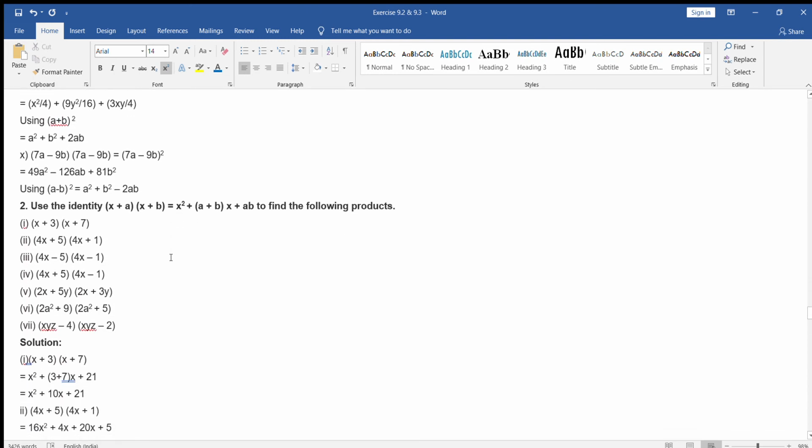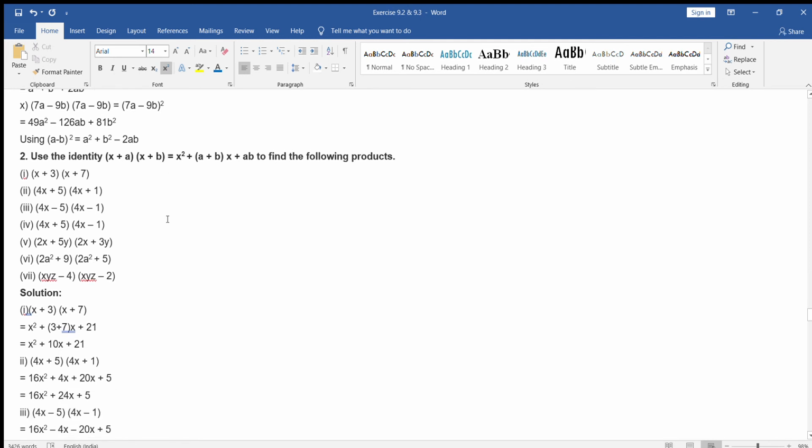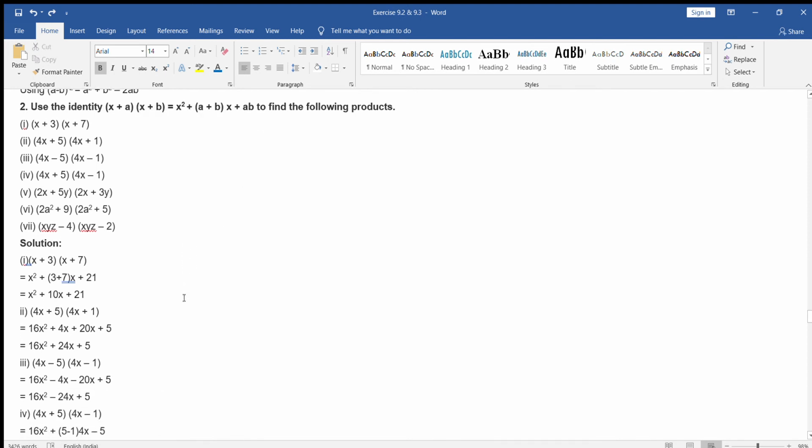Now come to our second question. In our second question, the identity is given to you, and with the help of that particular identity, you have to find the solution for your answer. Just see, the identity is (x plus a)(x plus b) is equal to x square plus (a plus b)x plus ab. So how will you do it, just have a look here. The question is (x plus 3)(x plus 7). Okay, so our identity is x square plus (a plus b)x plus ab.